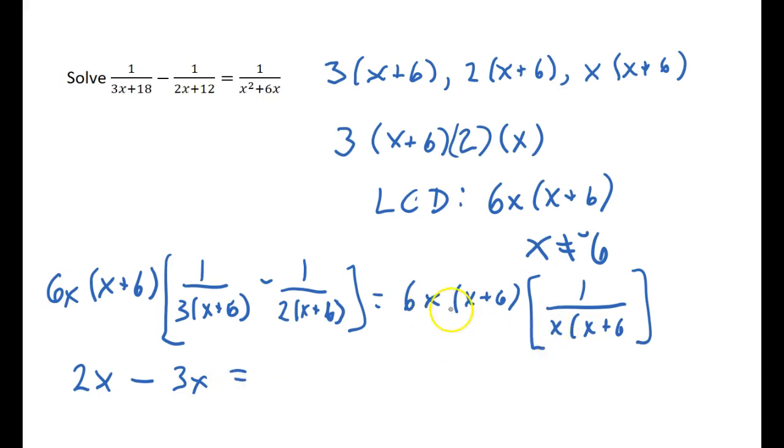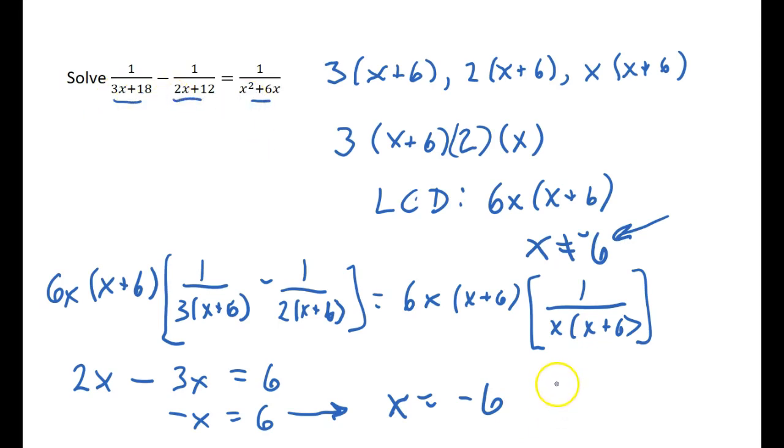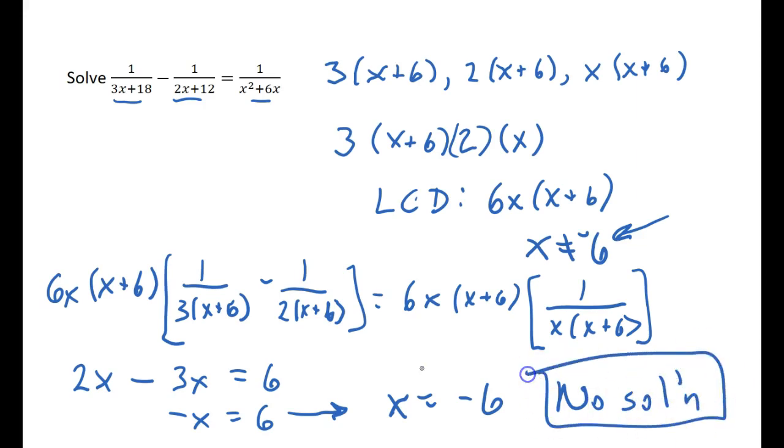Over here, the x's cancel, and I still have a 6 right there, and the x plus 6's cancel. So that's all I have is 6. All right, so 2x minus 3x is negative x equals 6. Therefore, x equals negative 6. But what did we figure out earlier? X cannot equal negative 6 because it would make each one of these denominators go to 0. So once again, we have no solution.